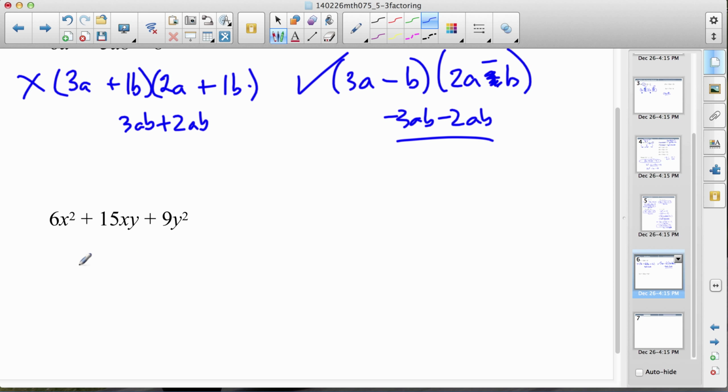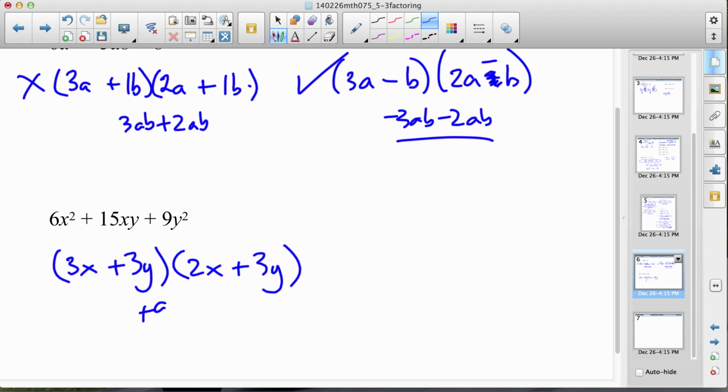Ooh, this one looks good. So hopefully I'll get it on the first go. 6x squared, I'll try 3x and 2x. 9y squared, I'm going to try 3 and 3, hey? So plus 3y here, plus another 3y there. 6x squared, plus 9xy, plus 6xy, plus 9y squared. Yeah, I always get the first two, right? Now let's check. 9 plus 6, 15. Ha, first time.